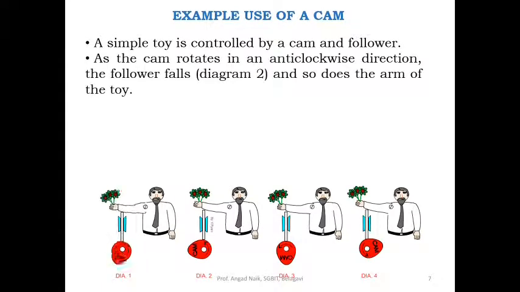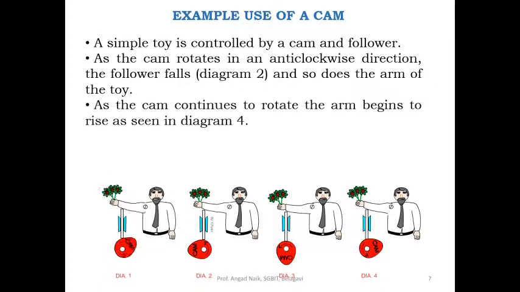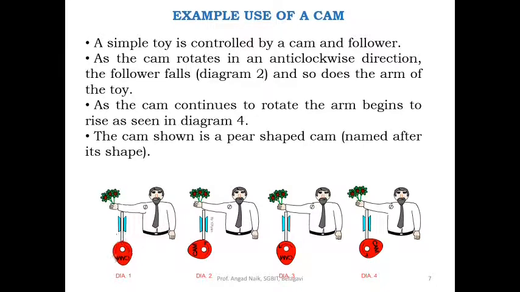As the cam rotates in anti-clockwise direction, the follower falls. It is in diagram 2, it is falling down. So here it is falling down, and so does the arm of the toy. As the cam continues to rotate, the arm begins to rise, seen in figure 4. So in figure 4 you can see the arm is rising up. The cam shown is a pear-shaped cam, named after its shape.